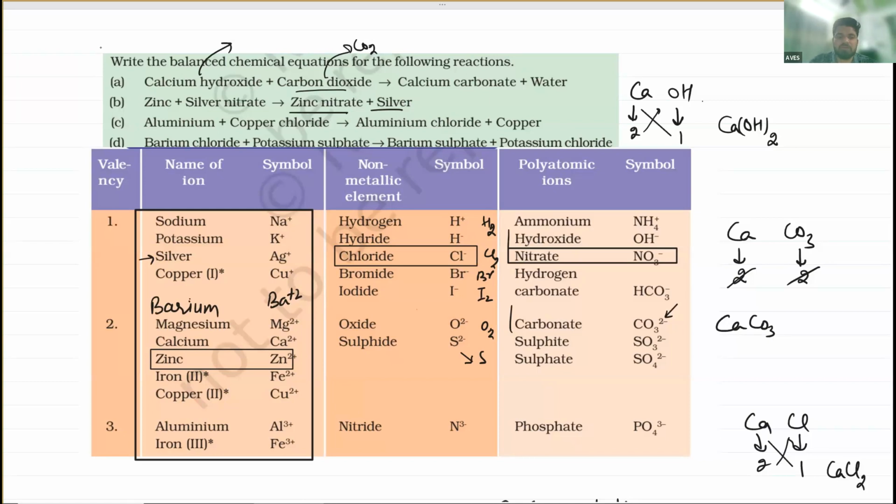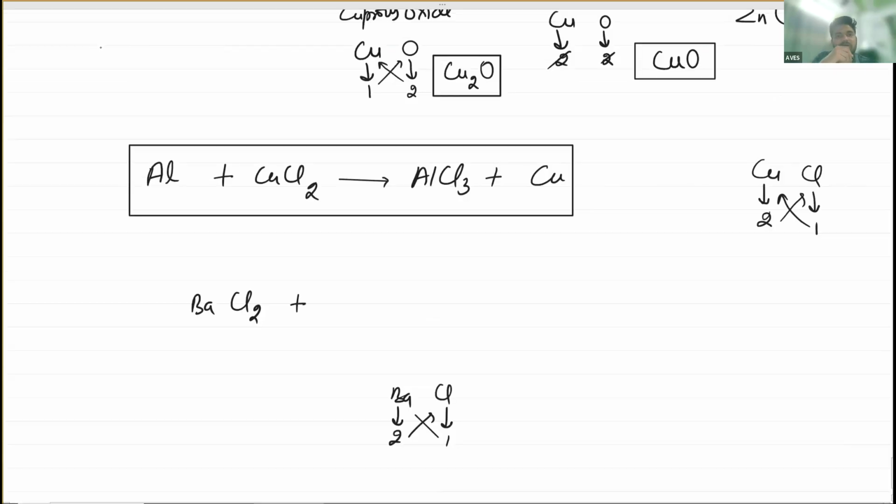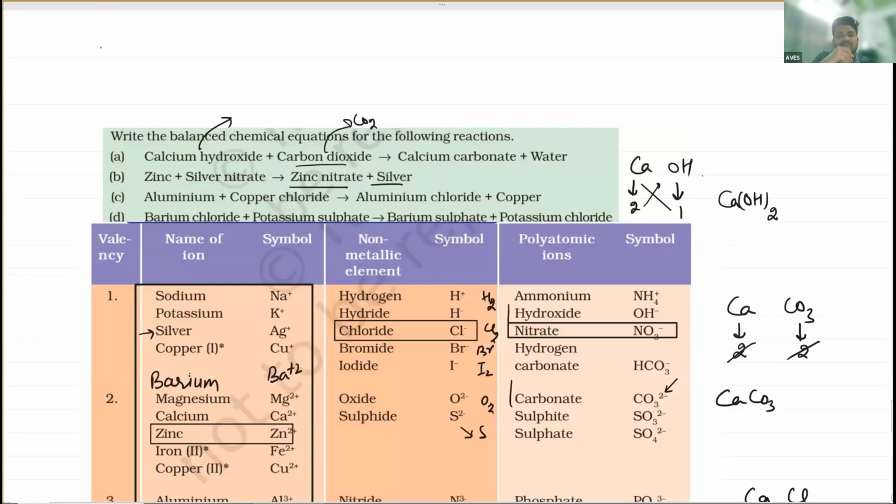Note it down, please. What's the formula for barium chloride? BaCl2. Yes, it will be BaCl2 because barium has valency 2 and chloride has 1, so you cross multiply, you will get BaCl2. Now BaCl2 reacts with potassium sulfate.